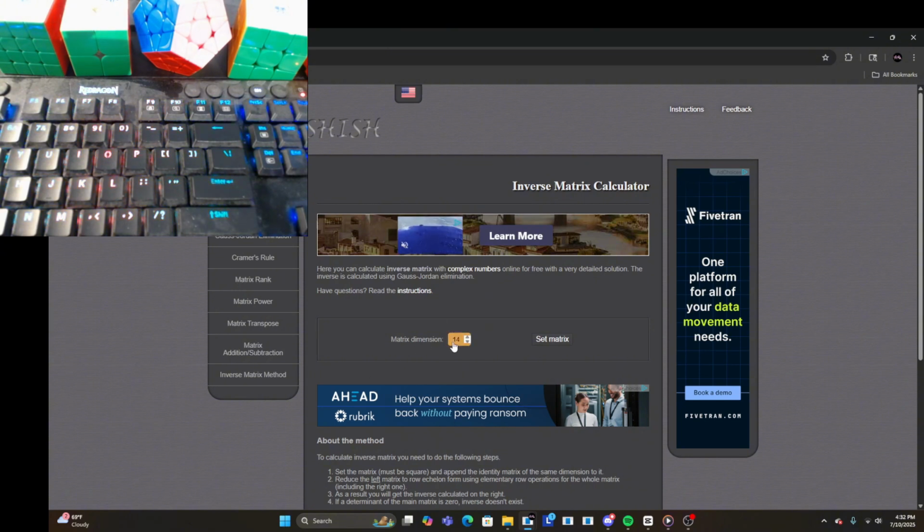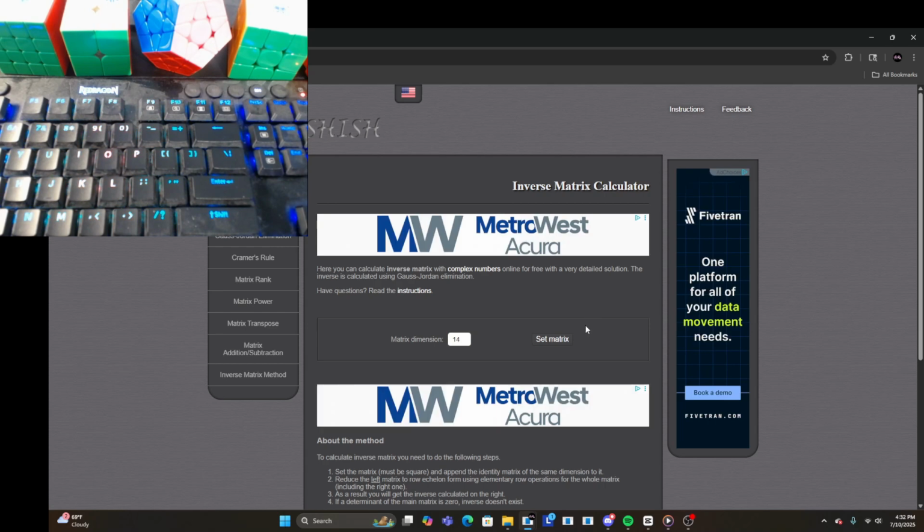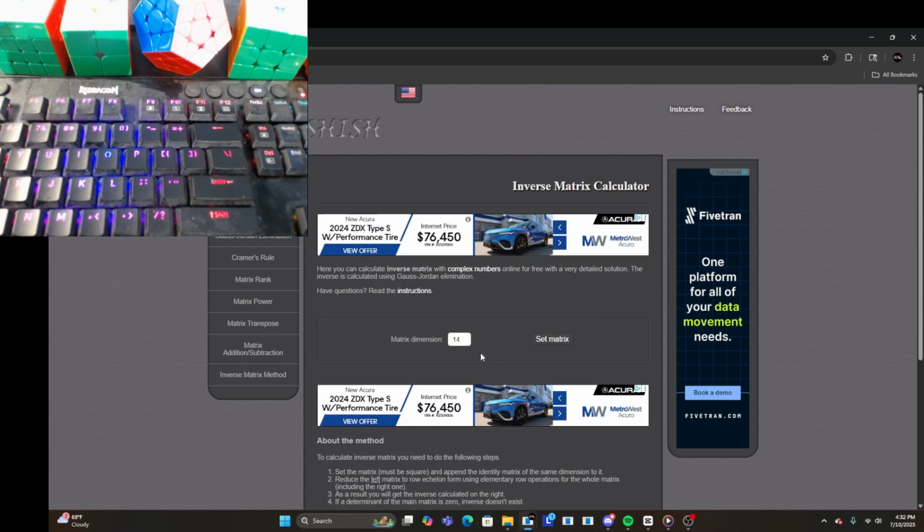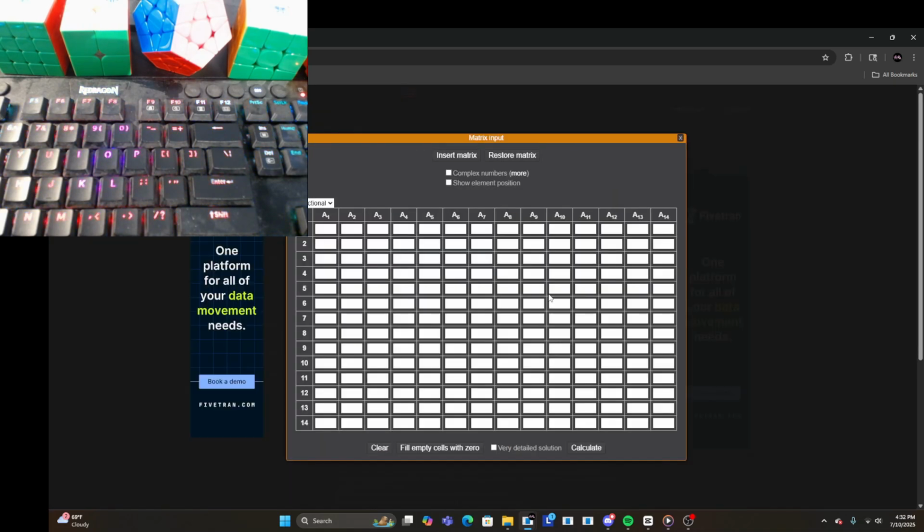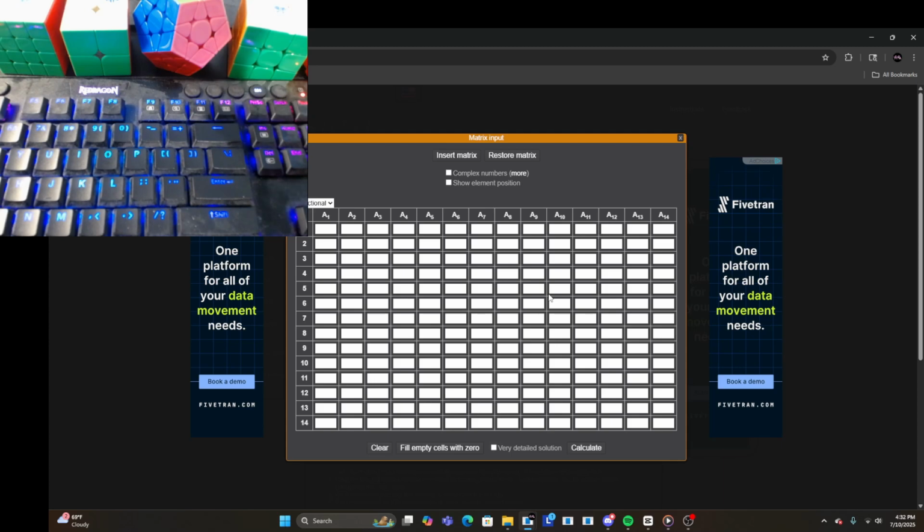Anyways, basically you want to set a matrix with the dimension equal to the number of moves in your pin set. So 7 pin sets all have 14 moves, right? Because there's 7 simul moves, which each have 2 moves. I'm going to try to do it with Zhang, because everyone knows Zhang. So that's 14 by 14, right? Click on Set Matrix, and it'll give the 14 by 14 grid here.